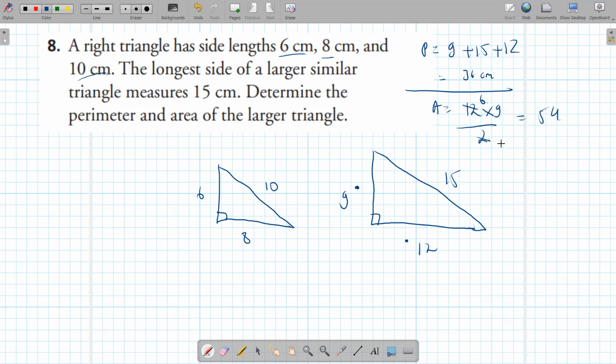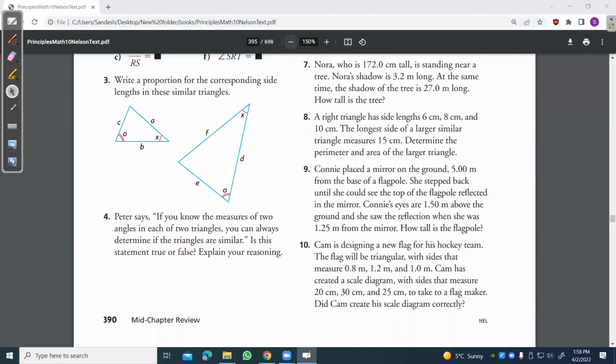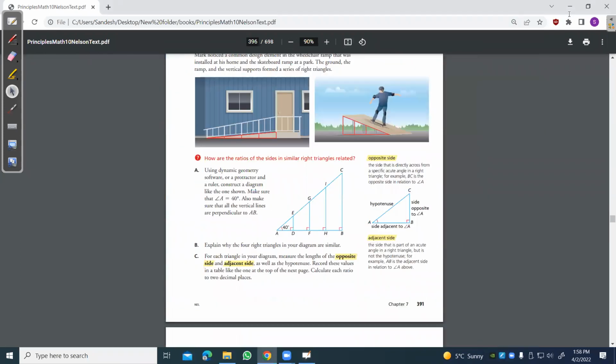And what's the unit of area? Centimeters squared. Yes, exactly, centimeters squared. Cool, easy as that.